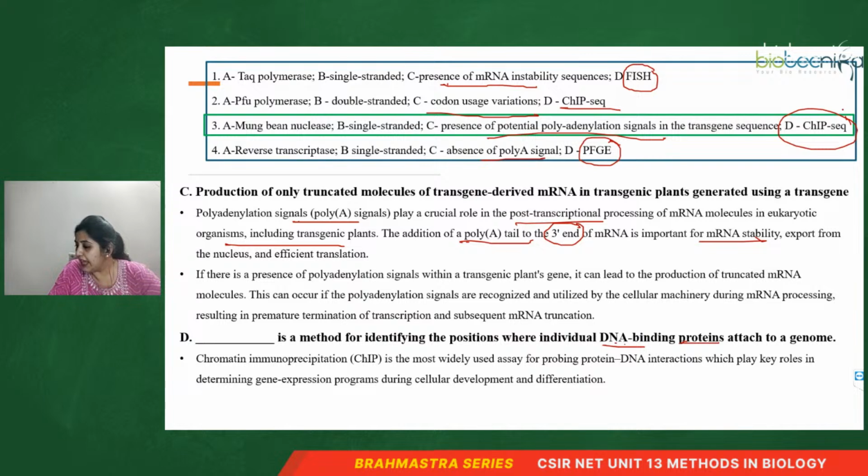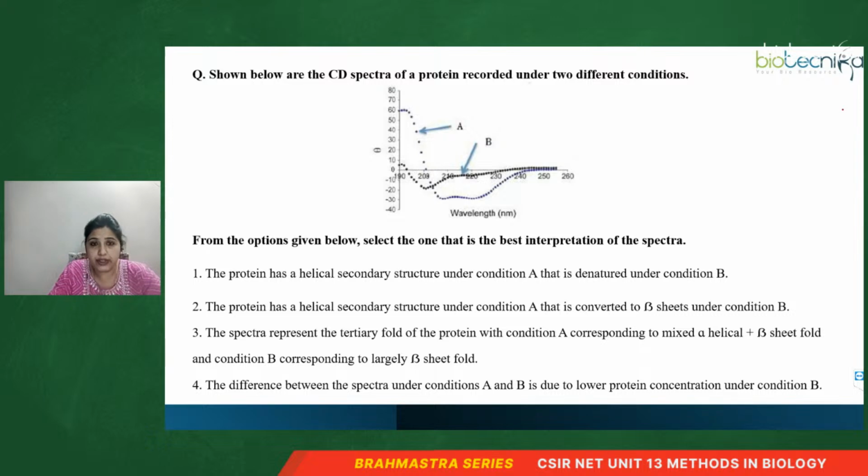I'm glad to see that all of you who have answered this question answered it correctly. Very good, keep it up. Moving on to another question, which is quite tricky and again concept-based. The question is: shown below are the circular dichroism spectra of a protein recorded under two different conditions, A and B. From the options given below, select the one that is the best interpretation of the spectra. To answer, you have to go through each statement one by one, so kindly go through each statement and I'll give you some time, and then I'll explain this question.